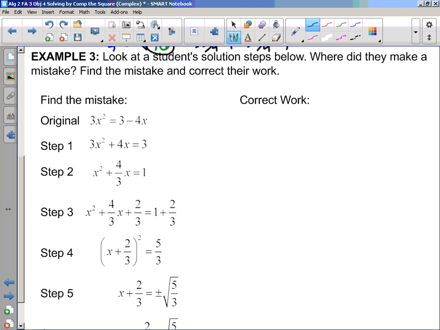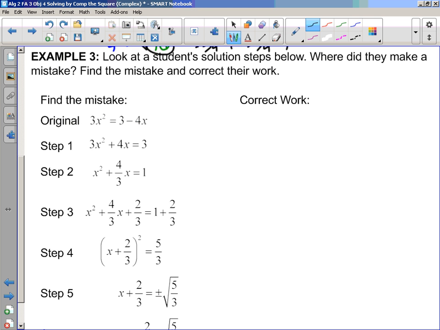So here we're going to try and find the mistake. A student worked through completing the square, or at least tried, and made a mistake, and we're going to find it, we're going to fix it. So let's try and see if we can follow the student's work.